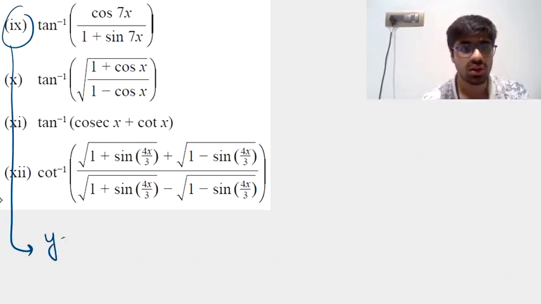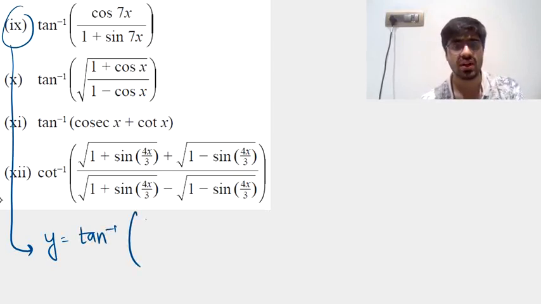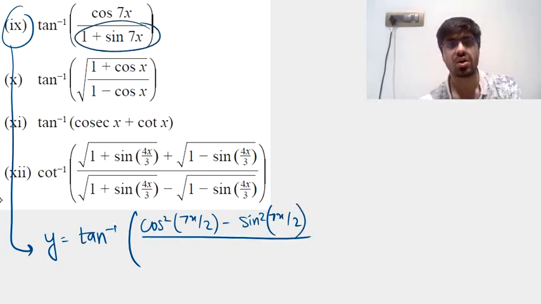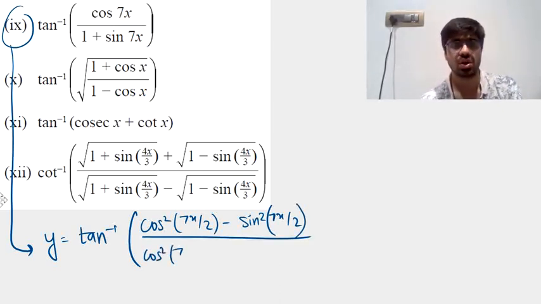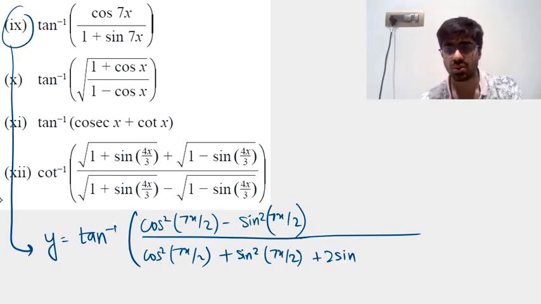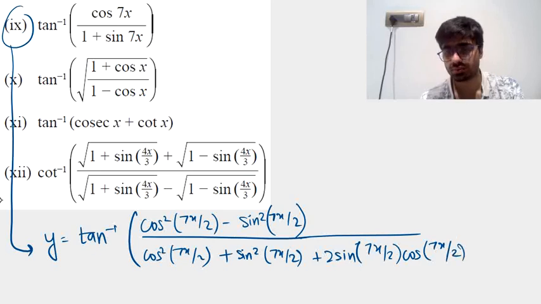Here, you need to be a little careful because this is tan inverse of cos 7x. So you write that as cos square 7x by 2 minus sine square 7x by 2, divided by cos, okay, that 1 will be written as cos square 7x by 2 plus sine square 7x by 2, plus 2 sine 7x by 2 into cos 7x by 2.